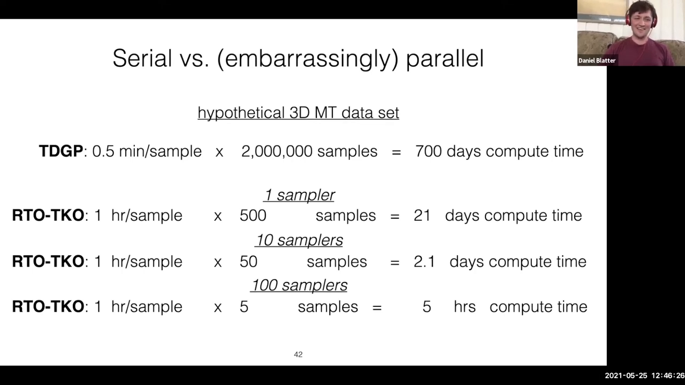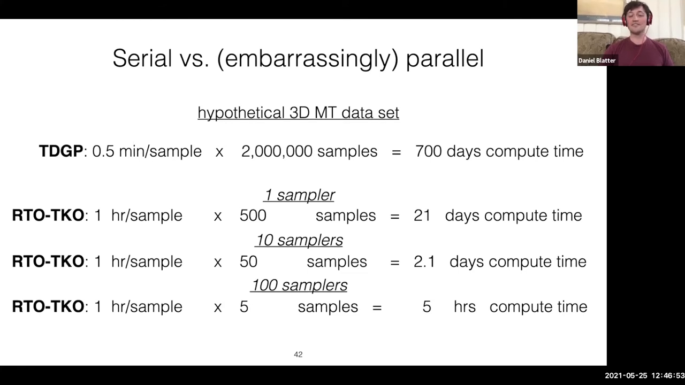For RTO-TKO, let's say it takes an hour to generate a single sample. And let's say we need 500 samples to get a solid estimate of the 90% credible interval. That's 21 days of compute time, which is still a lot, but way less than 700. And that's for a single sampler. Let's say we harness 10 samplers simultaneously. That means you only need to draw 50 samples per sampler. That's only 2 days of compute time.